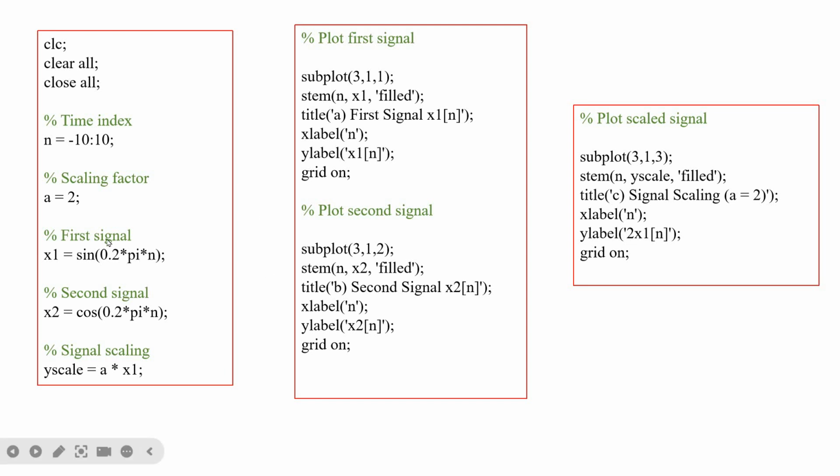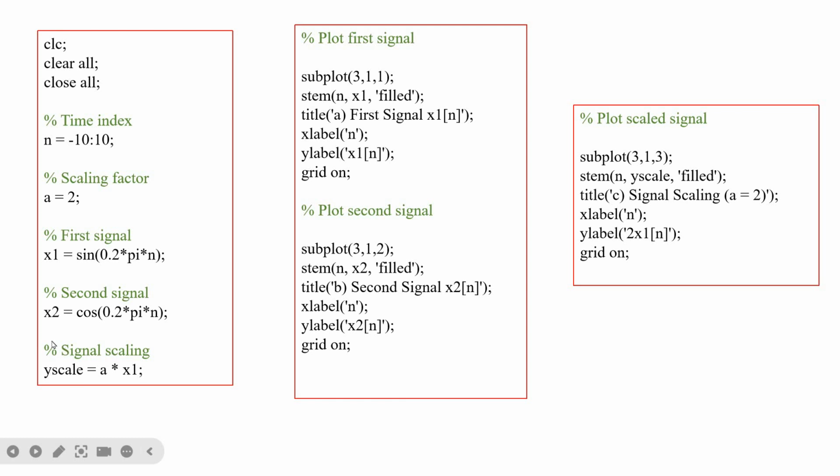Next, we have to generate the first signal, where we use the equation x1 is equal to sine of 0.2 pi into n. This will compute the sine value for every sample of n. Next, we have to generate the second signal, that is x2 is equal to cos of 0.2 pi into n, which is the discrete time cosine signal. Then we have to perform the scaling operation.